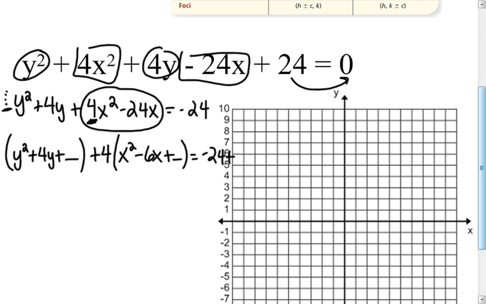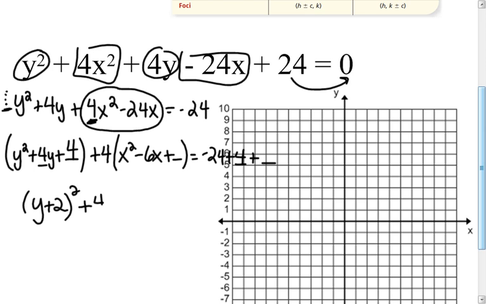And then I need 2 blanks, because I have 2 blanks on the left, so I need 2 blanks on the right. Okay? So then over here on my y values, of course, half of 4 is 2. When I square 2, I get 4. So I'm going to put a 4 there, and I'm going to put a 4 here.